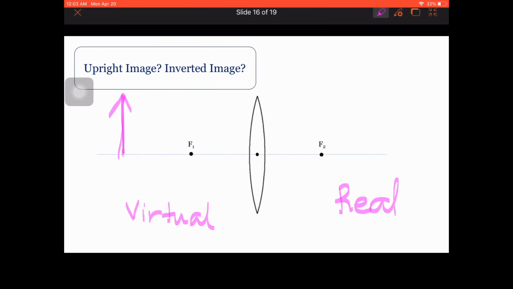Now if we have formed an image over here, let's say this one, so this is a virtual image, it's an upright image because it's right side up. A virtual image is always upright. Now if we form an image over here and it is the wrong side down, the top side down, this is an inverted image. So real images are always inverted. So that's it for upright and inverted image.